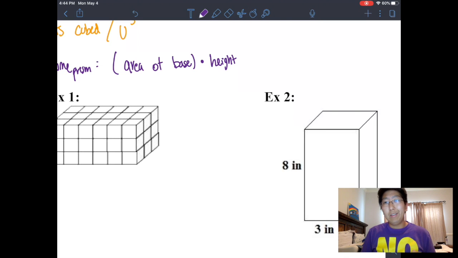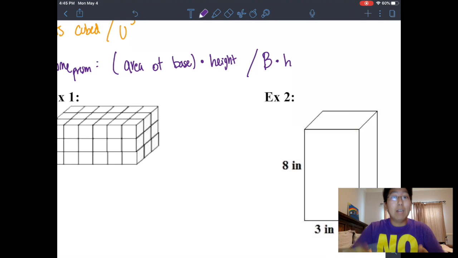Okay. Now you can also write this like this: capital B times H. Capital B is another way of saying the area of the base. Notice that it is a capital, and it's a capital for a reason. A capital B is telling us the area of the base. So it's not just base times height like when we find the area of a rectangle. No, this is the area of the base times the height.